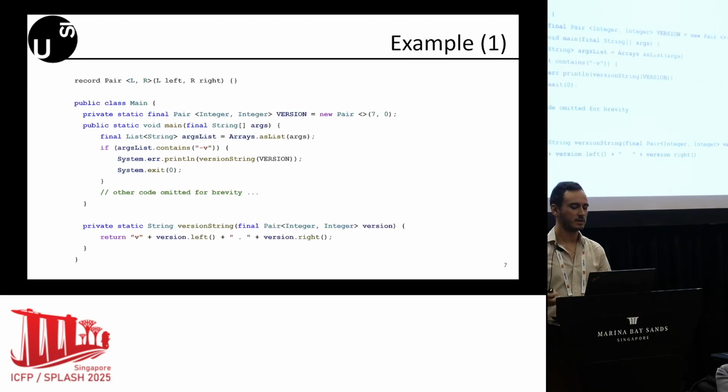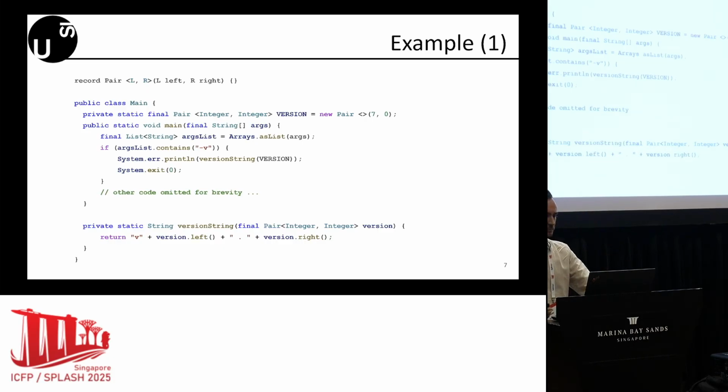Here we can see a simple example. The Java code consists of a main class that defines a main method. The main method here simply checks whether the user provides a -v option. In such a case, the program prints on the standard error the current application version stored in the version field of type Pair by using the versionString method defined below. In this example, we consider only method main, method versionString, and the 3 objects of type Pair and the 2 integers.